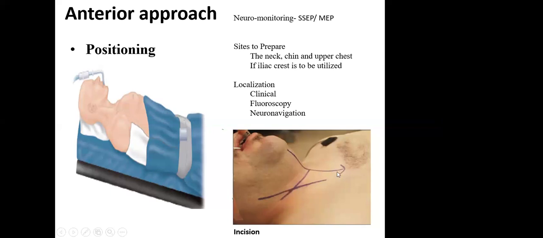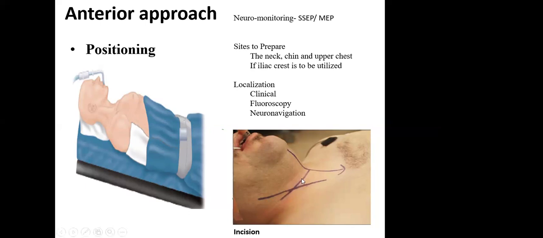So for the choice of incision, these are the incisions that could be used to access the anterior spine. This one with an arrow pointing downwards is depicting the midline, while this is a transverse skin crease incision, which offers better cosmesis. And then this is the oblique incision along the medial border of the sternocleidomastoid, which may help you to expose more levels.